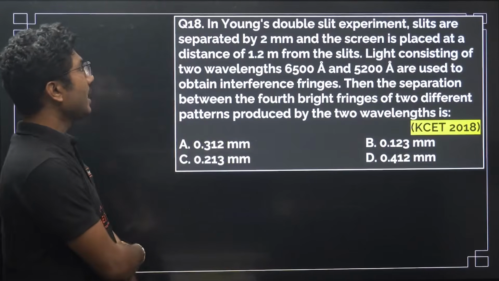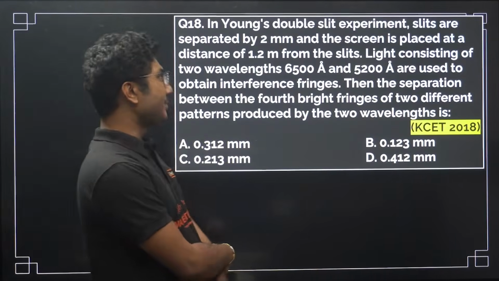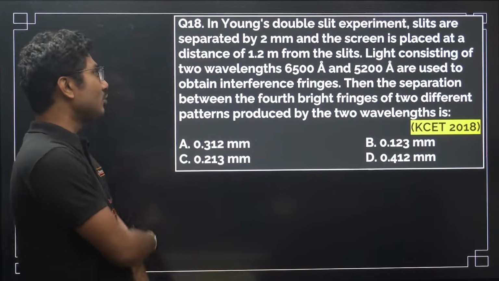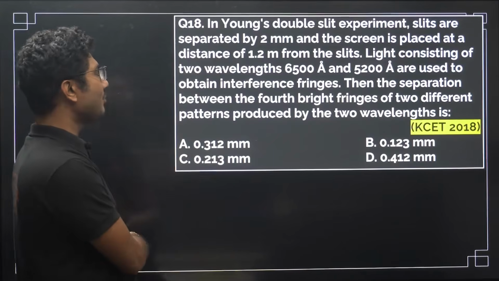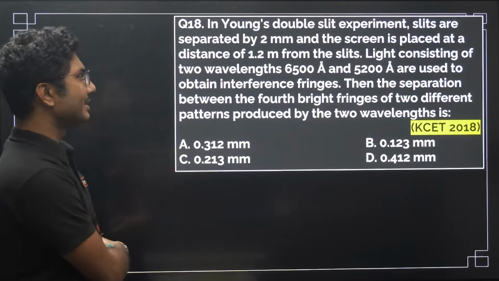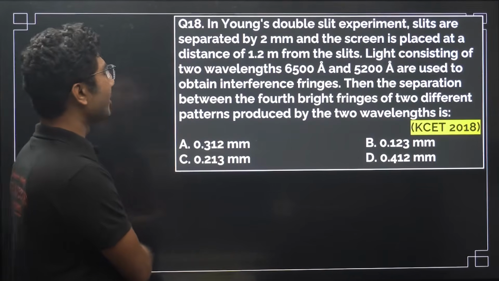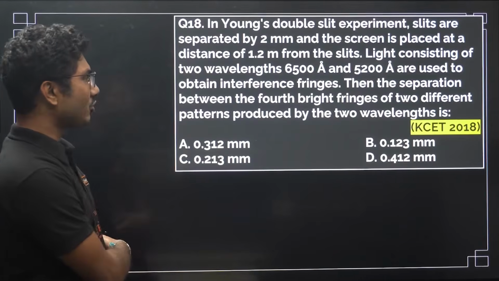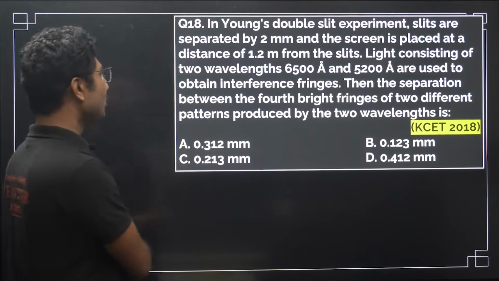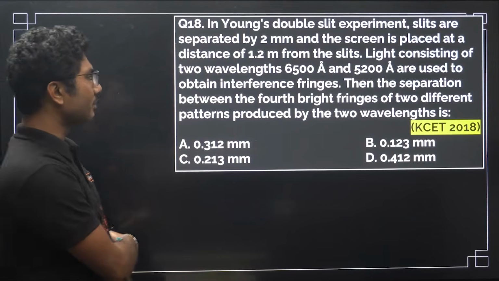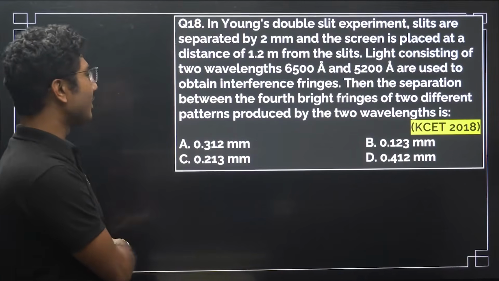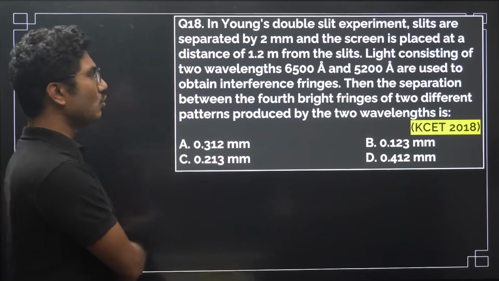Next question. In Young's double slit experiment, slits are separated by 2 mm and the screen is placed at a distance of 1.2 meter from the slits. Light consisting of two wavelengths, 6500 angstrom and 5200 angstrom, is used to obtain interference fringes. Then the separation between the fourth bright fringes of the two different patterns produced by the two wavelengths is.